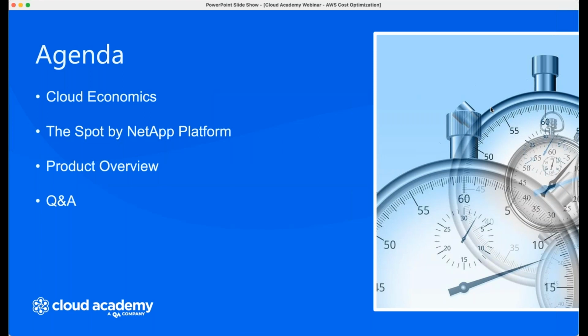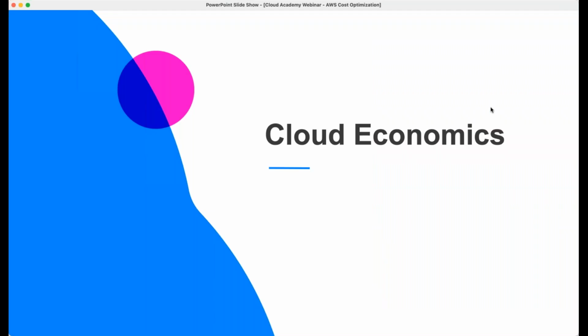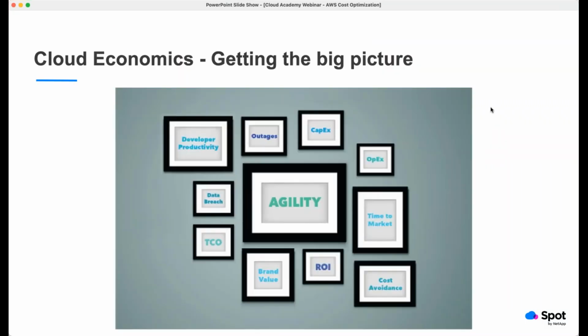So let's get into it. Cloud economics. So what are cloud economics? It means a lot of things. Years ago, it was basically, how much on-demand compute am I running in the cloud? Am I running more? Am I running less? But the cloud has gotten pretty complex. So there's a lot of things that go into cloud economics today. So the big picture is, what does that actually mean?